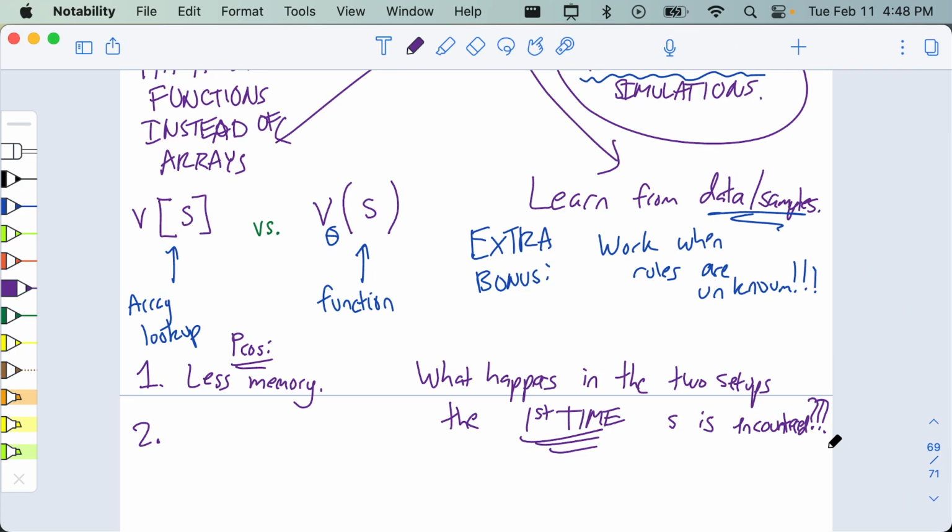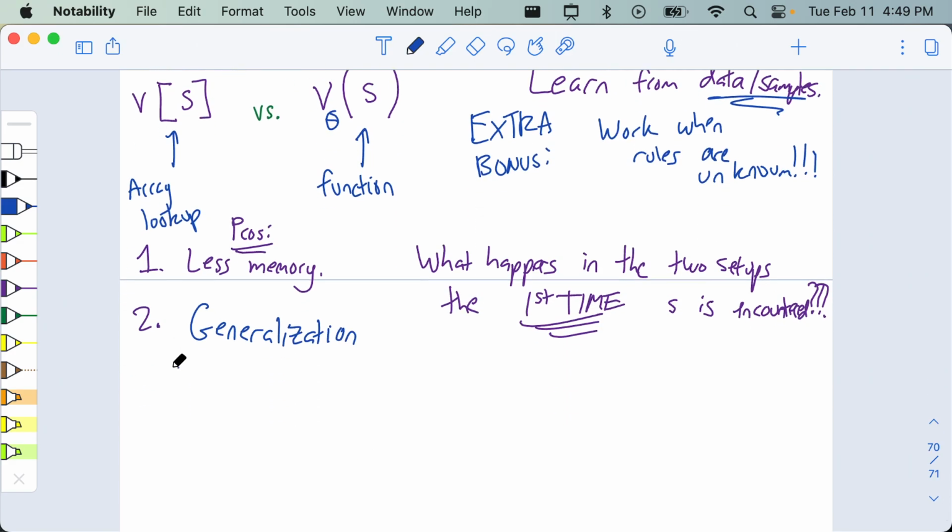Yeah? Yes, exactly. Yeah, it is related to rate of change. And this idea is called generalization. The big idea is, if S1 is approximately the same as S2, then with an array lookup, V of S1 has nothing to do with V of S2.